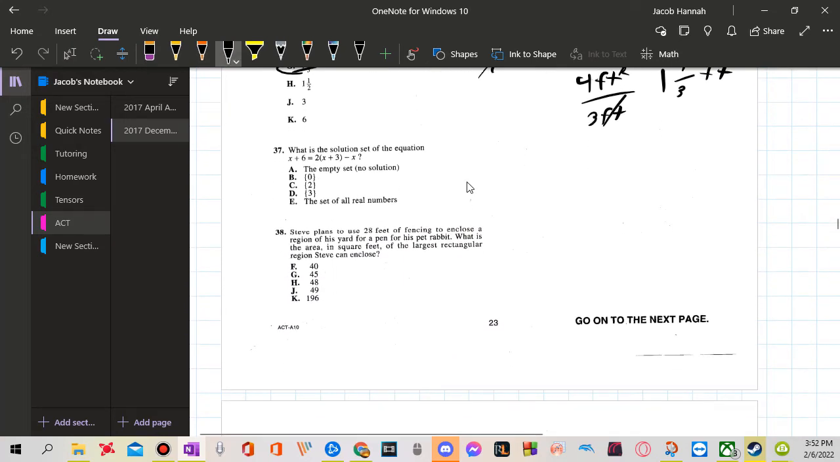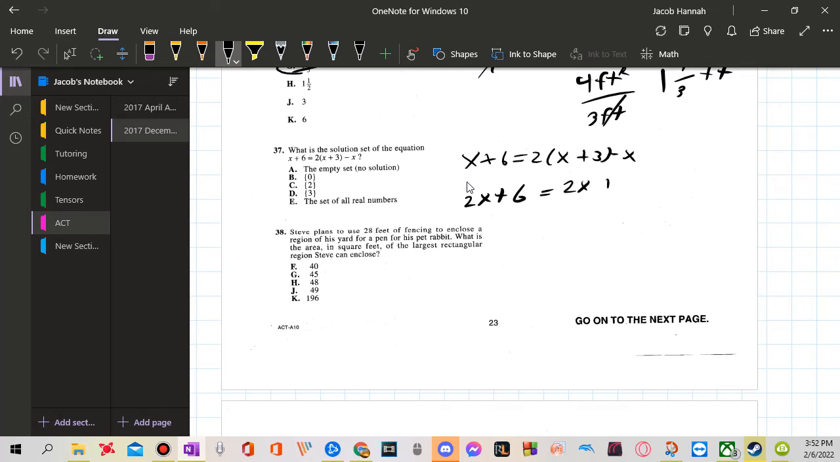What is the solution set of the equation? Alrighty. x plus 6 equals 2x plus 3 minus x. So let's take x to each side. 2x plus 6 equals, let's multiply this out, 2x plus 2 times 3, 6. Oh, this is equal to each other. Yeah, this is gonna have no solution.